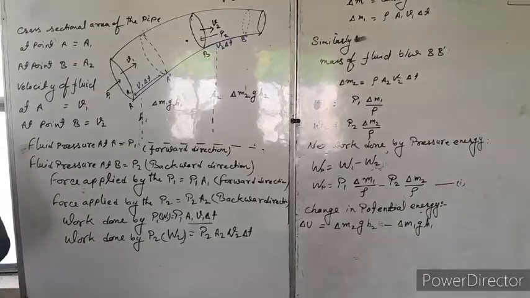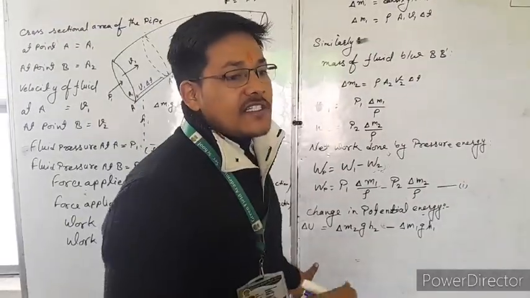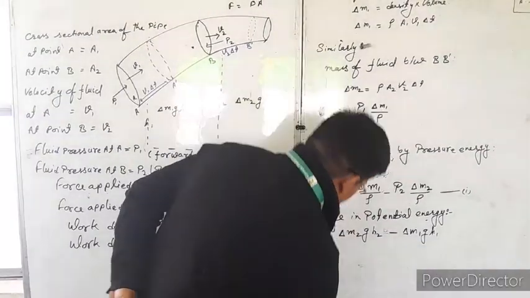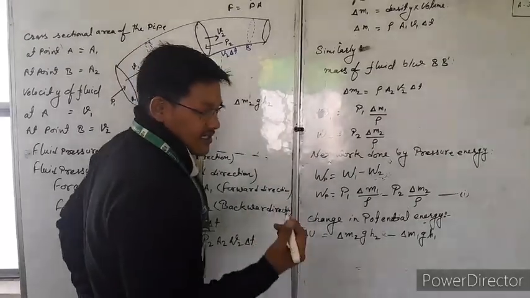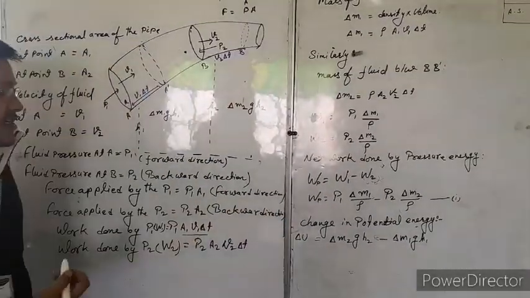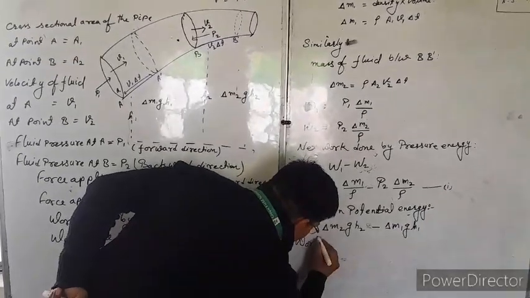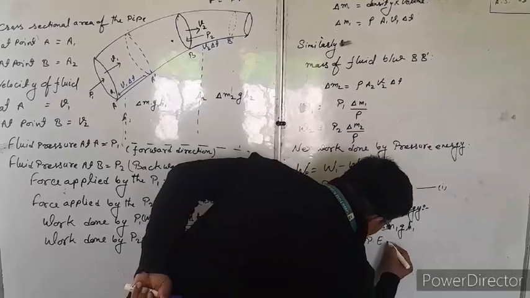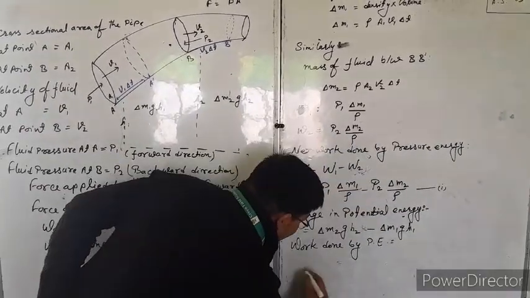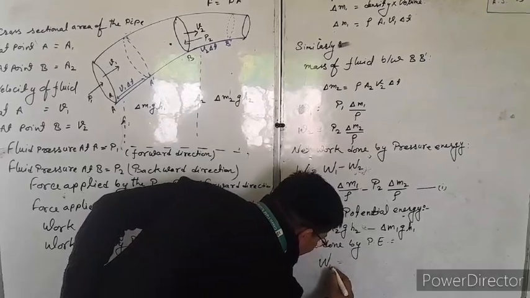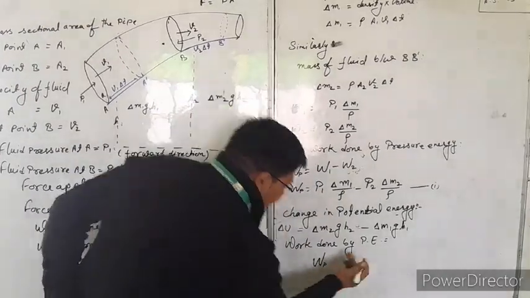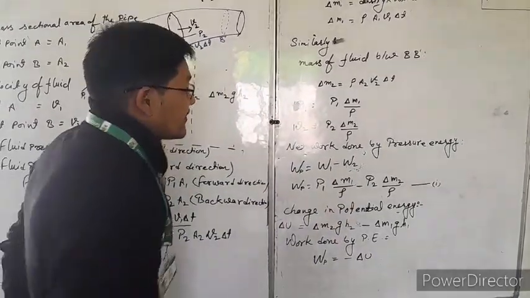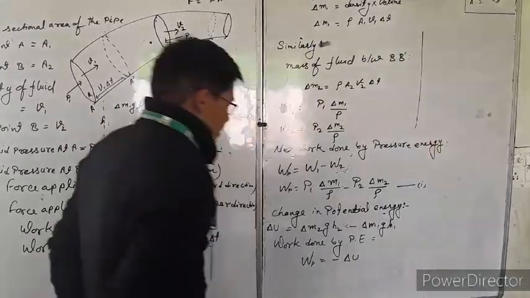Now again I am repeating the same thing. The work done by the conservative force is the negative change in potential energy. So the work done by the potential energy, WP, is the negative change in potential energy. Now, how will you calculate it?